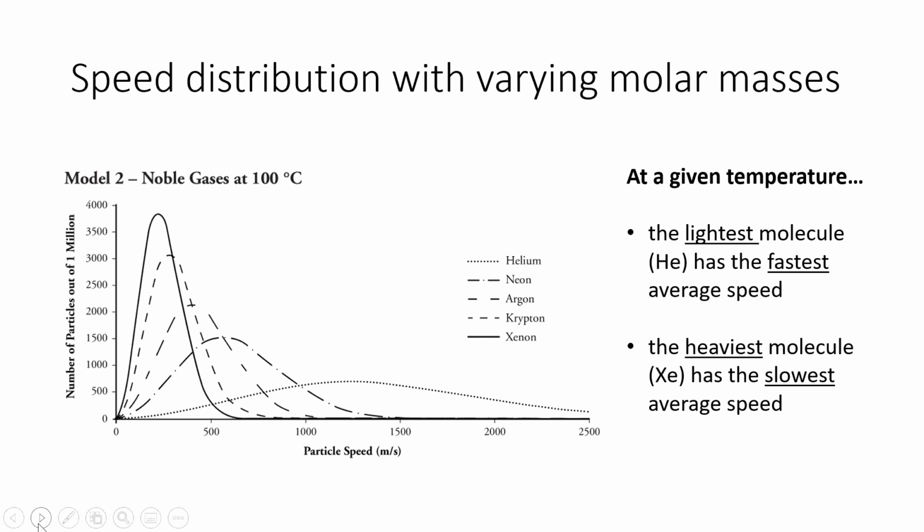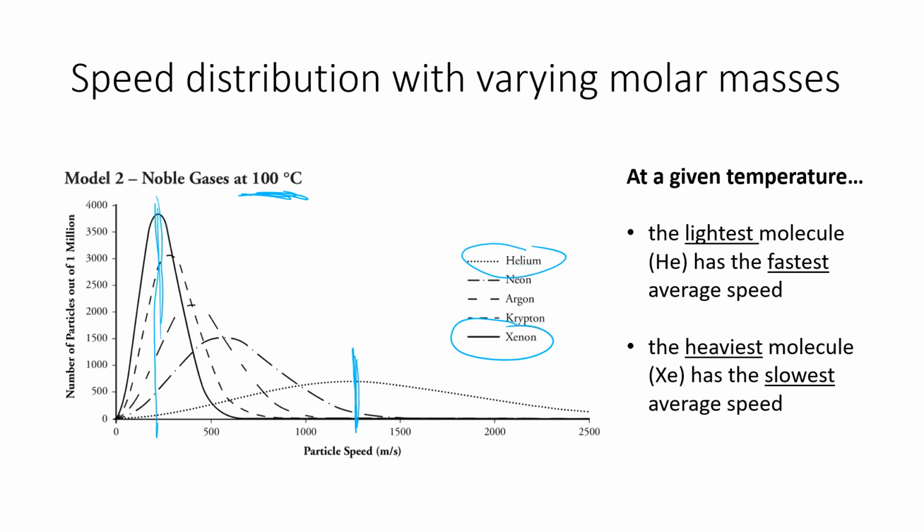So now let's look at what happens if we compare samples that have the same temperature. So these are all gases that are all at 100 degrees Celsius, and we're varying the molar mass. So this graph shows several different particles all at the same temperature, but different molar masses. And what we'll notice here is that the lightest molecule, which is helium, has the fastest average speed. So its average speed is somewhere around maybe 1,250 meters per second. And the heaviest molecule, xenon, has the slowest average speed. Its average speed is maybe 200 meters per second.